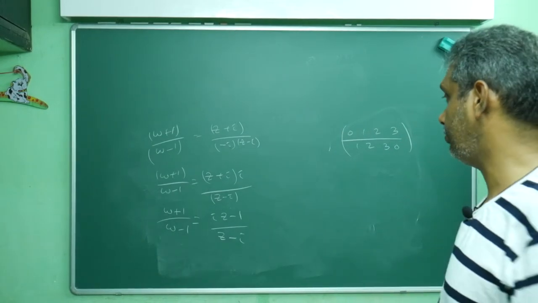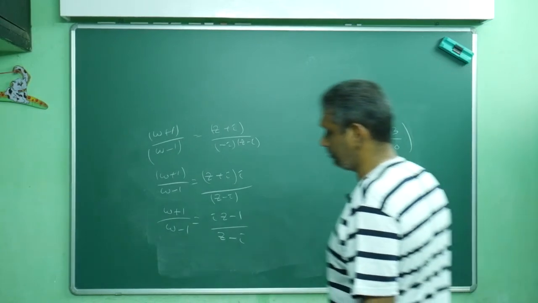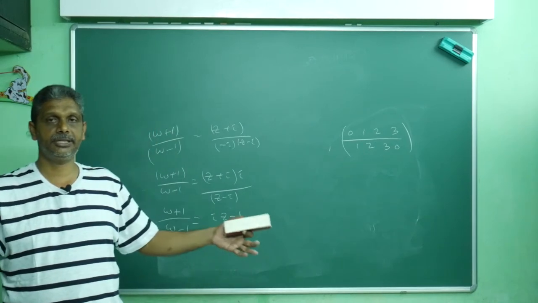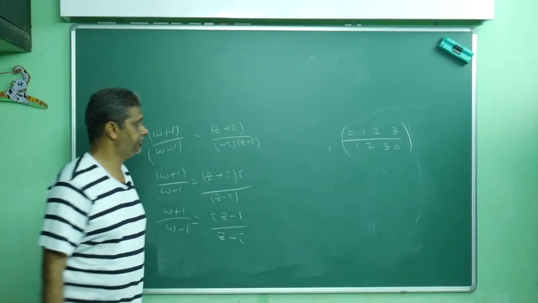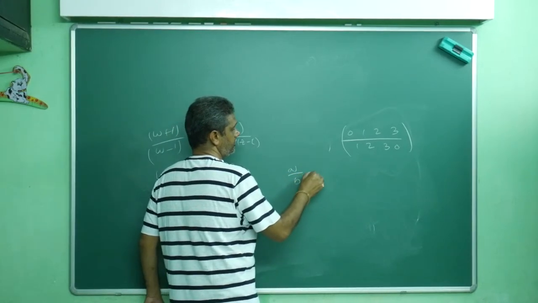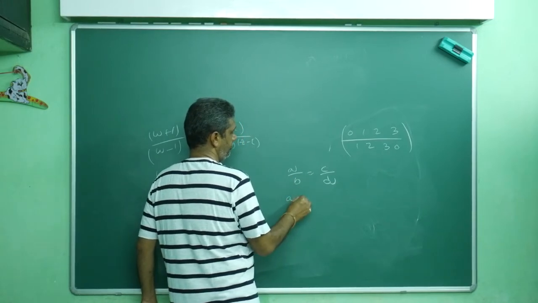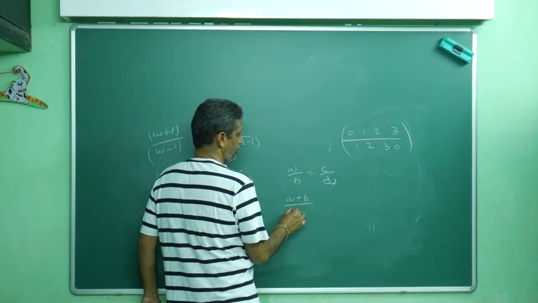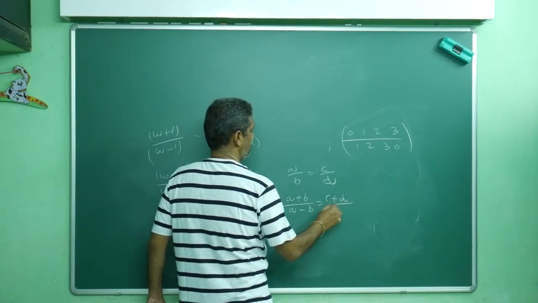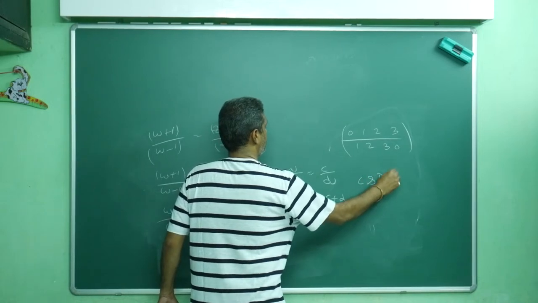Now we can use componendo and dividendo. Already in your 8th standard you studied componendo and dividendo. Componendo means adding. Dividendo means subtracting. Suppose a by b is equal to c by d. Componendo means a plus b, dividendo means a minus b, and c plus d, c minus d. Componendo dividendo formula.